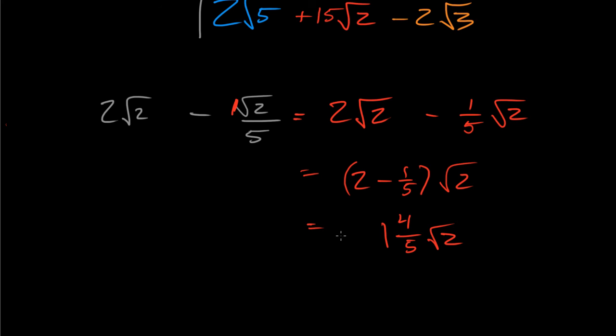So 1 4/5 root 2 would be the answer to 2 root 2 minus root 2 over 5, or 1/5 root 2. But we don't usually write our answers like that in algebra. We usually prefer to have the fraction form. So let's see, 1 4/5 is like 9/5, so 9/5 root 2. And more likely than not, you'll see this written as 9 root 2 over 5.